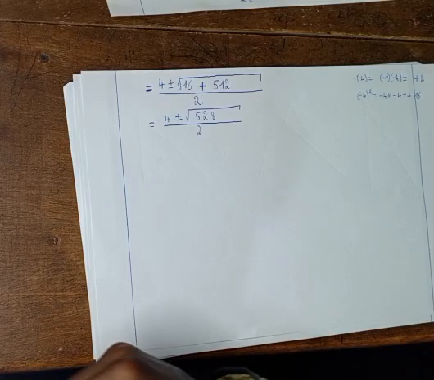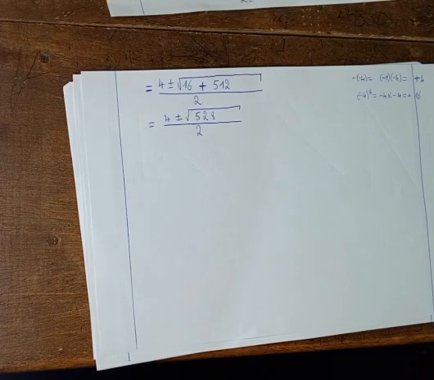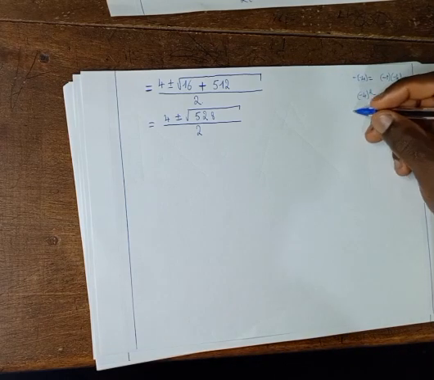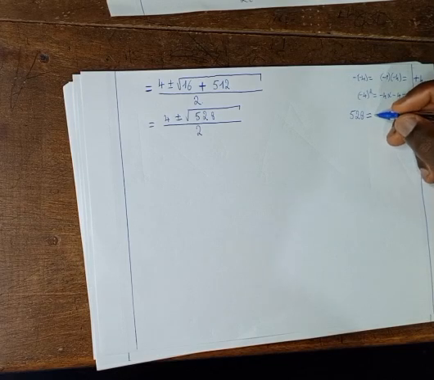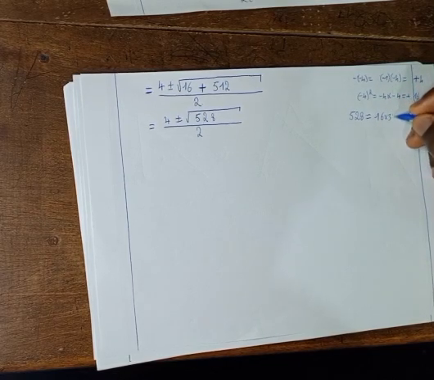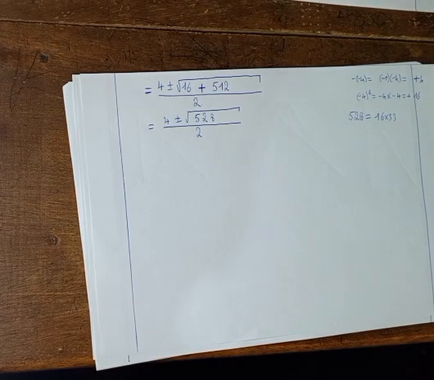Next, we know 528. If you take the square root of 528, we are not going to obtain a whole number. It's not possible. So what we are simply going to do is express it in the simplest form. 528 can be written as 16 times 33. Yes, 16 times 33 will give us 528.